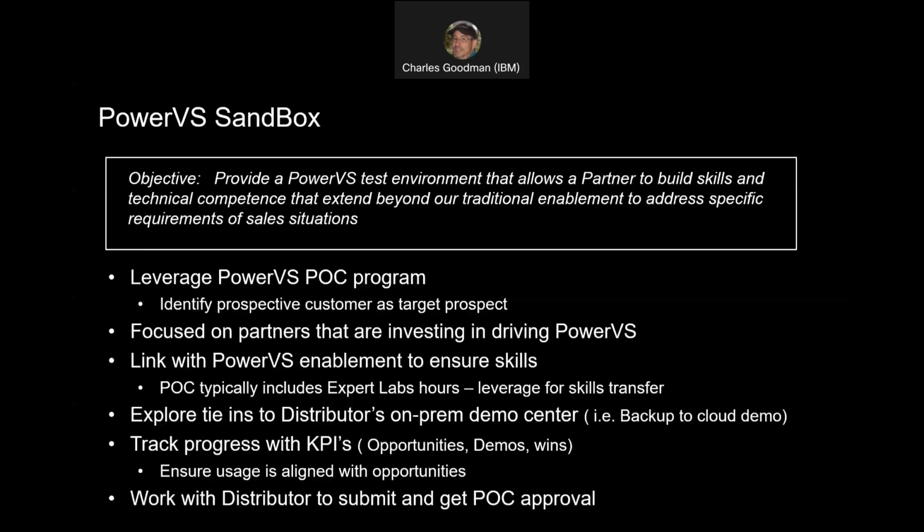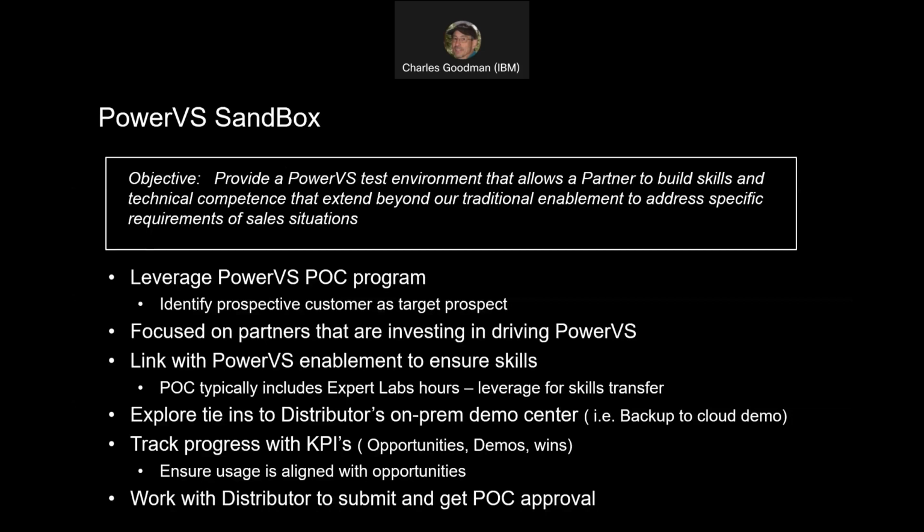Let's talk about the Power VS Sandbox. So you look at this maybe and say, Power VS is cool, but I need to know a little bit more about this before I go running out and talk to my customer. I want my technical team, or myself, to be able to fool around with it, set it up, maybe move some workload around, see how this works. And when I do that, I'm much more comfortable talking to a customer.